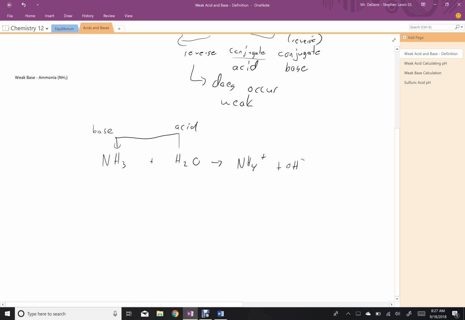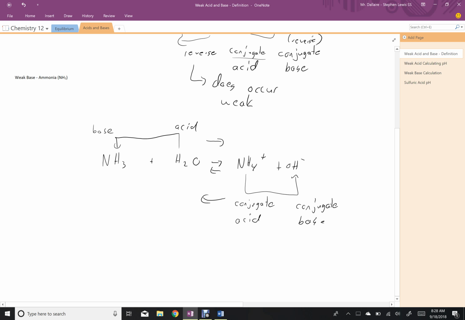But the reverse reaction also happens at a significant rate. The ammonium will give the hydrogen back to the hydroxide, recreating water. So this is the forward and this is the reverse. And in this case, the ammonium ion is acting as the conjugate acid, as it's the proton donator, and the hydroxide is acting as the conjugate base.